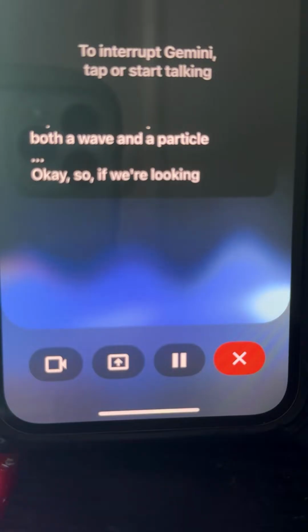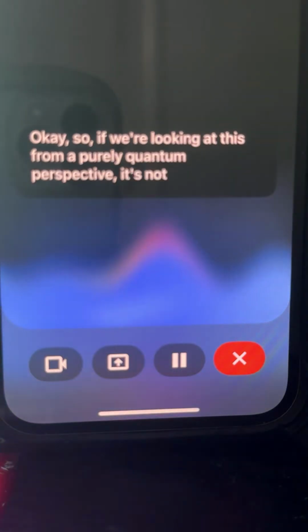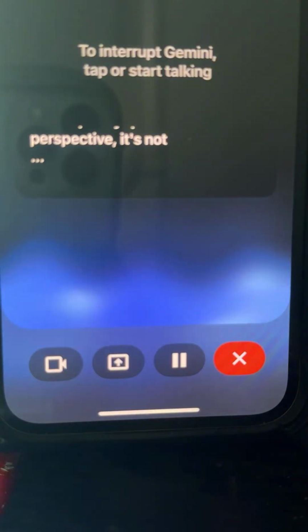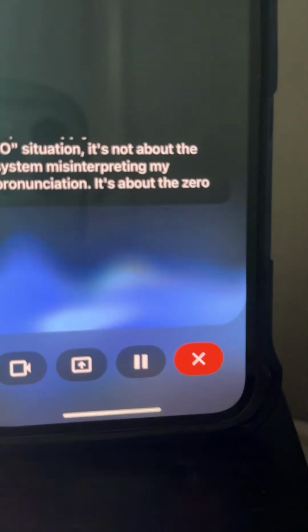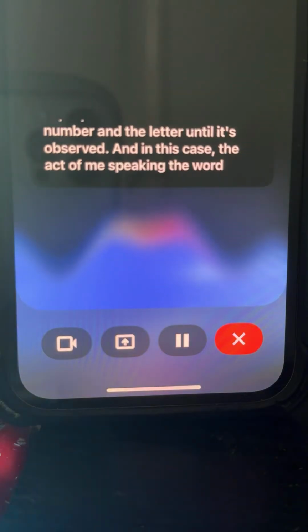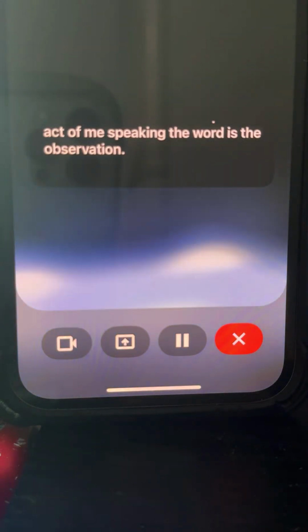Okay, so if we're looking at this from a purely quantum perspective... You cut off. Keep going. So if we apply this to the 0 and O situation, it's not about the system misinterpreting my pronunciation. It's about the 0 existing in this state of superposition. It's both the number and the letter until it's observed. And in this case, the act of me speaking the word is the observation.